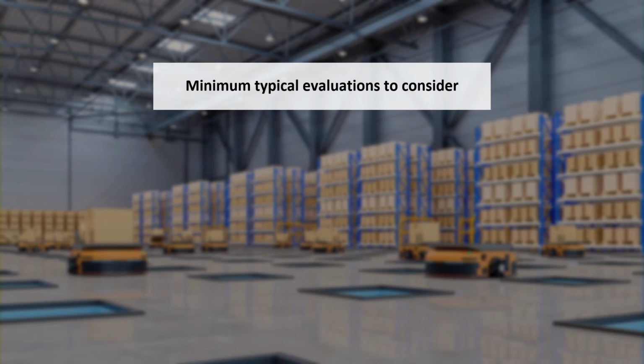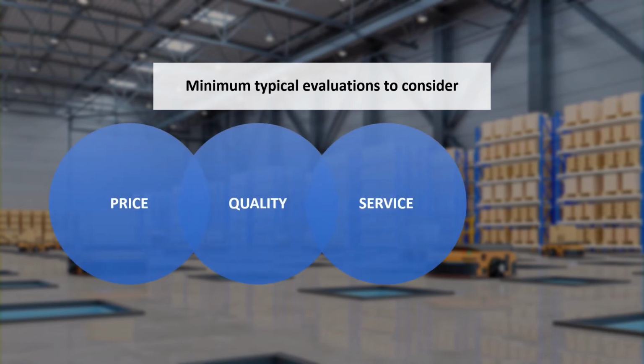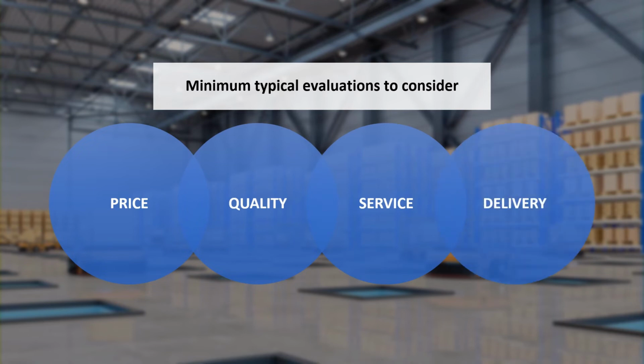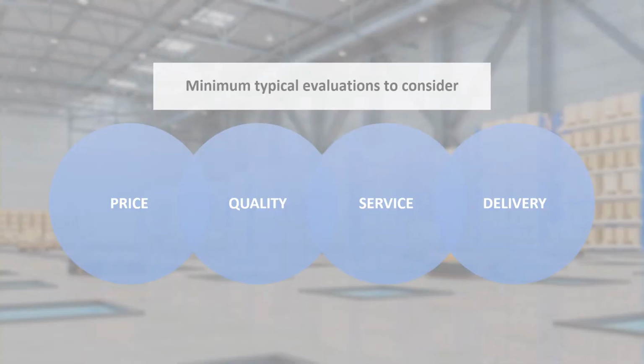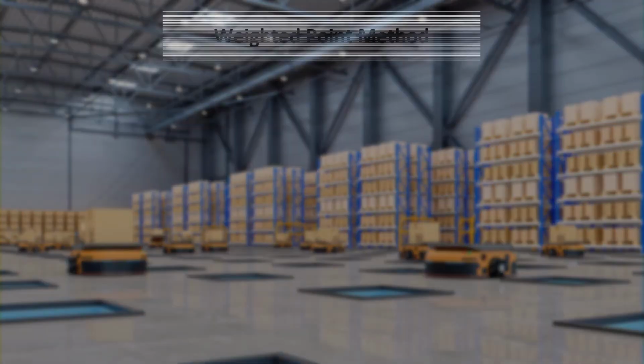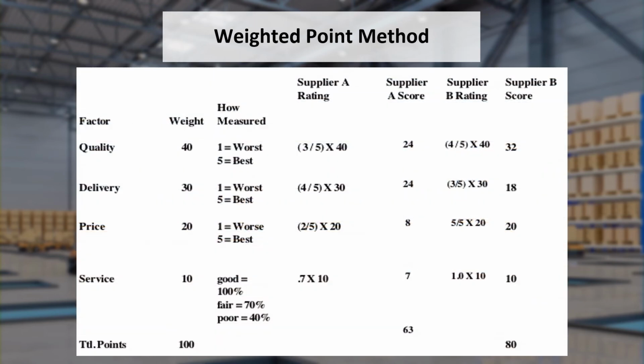The minimum typical criteria to be considered in evaluation are price, quality, service and delivery. At many places price is given due importance, but in today's practice price, quality, service and delivery all play a very, very important role in identifying good suppliers. There is a popular method known as the weighted point method, where each supplier is rated according to each factor, and each factor is given weightage according to its importance.